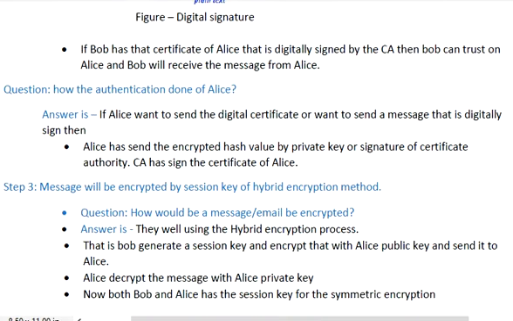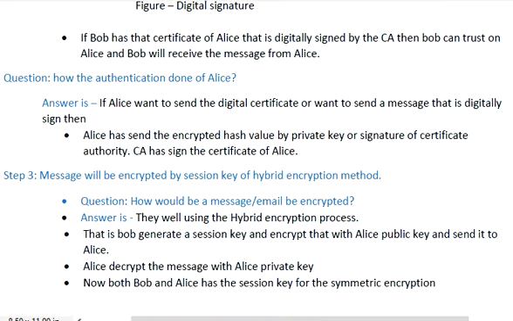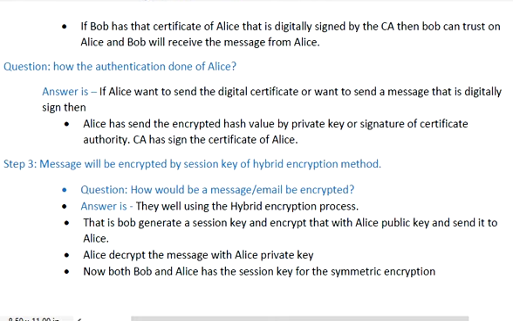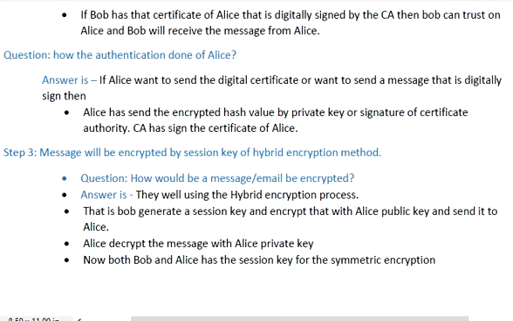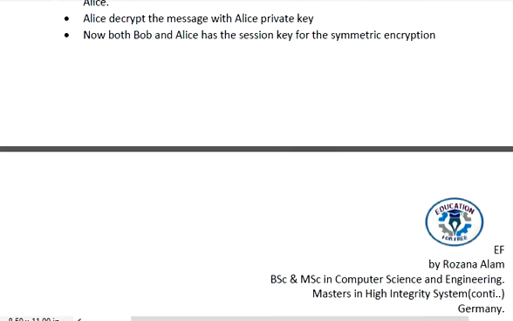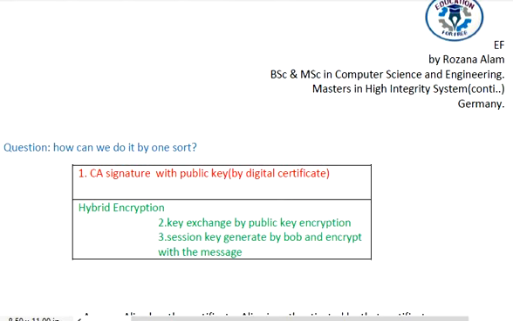Now, the question is how the message should be encrypted. Bob now generates a session key; the keys are already exchanged. The question is how the message will be encrypted. They will use hybrid encryption. I already told how the keys are exchanged by the public key method. In this case, Bob generates a session key, encrypts it with the public key, and sends it to Alice. Alice decrypts the message with her private key. Now Bob and Alice have the session key for the symmetric encryption, and this session key is used for further data encryption.